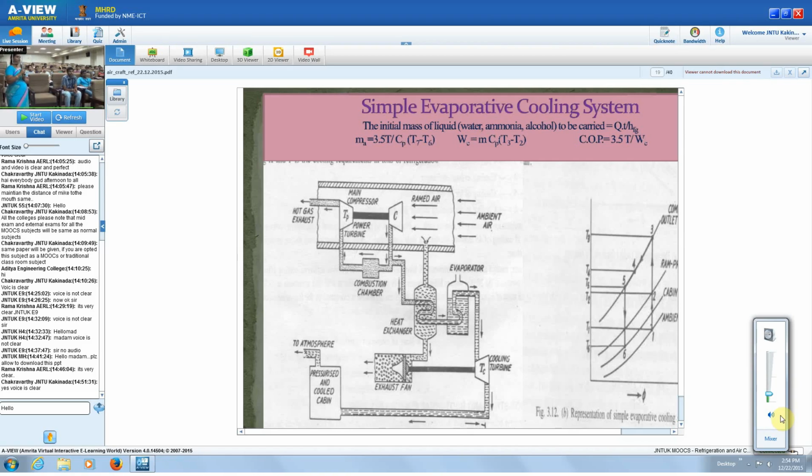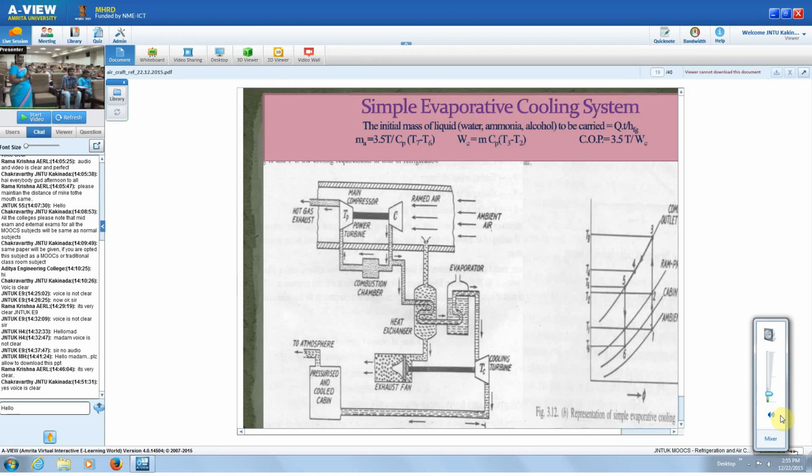So similar to the previous one, here also we can find out the total mass of air required for air conditioning, or for cooling. Which is again 3.5 into t into Cp into (T7 minus T6). So at 6 here the refrigerant air goes into the cabin to be cooled and finally the air will go into exhaust at 7. Okay, so that's why that temperature should be considered. So the mass of the refrigerant required is 3.5 t, Cp into (T7 minus T6).